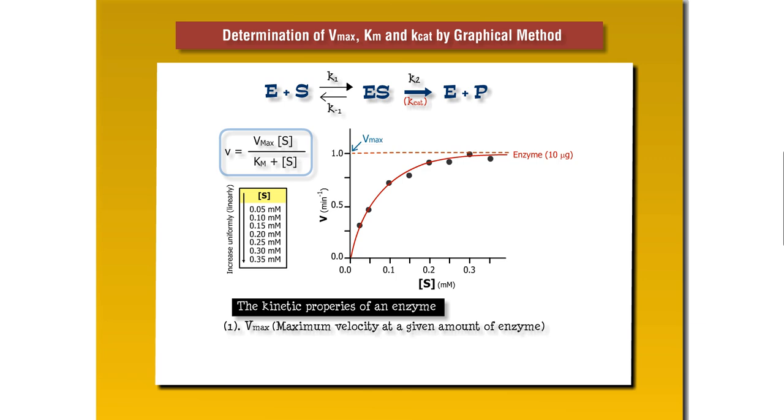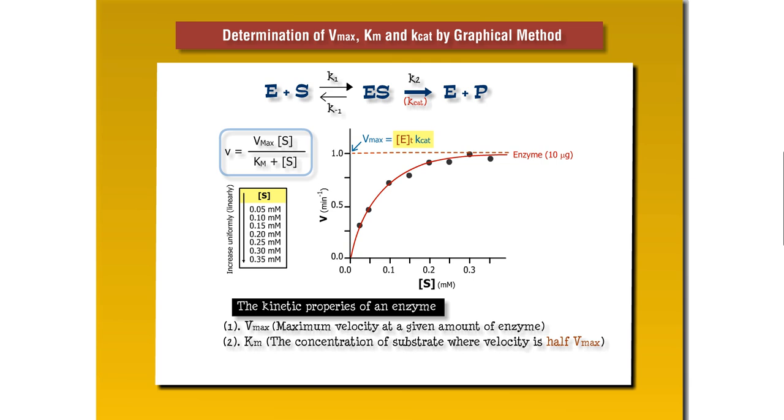Note that Vmax is defined as and is equal to ET multiplied by kcat. The enzyme velocity depends on the total amount of enzyme present in the reaction mixture. Thus, if a decreased amount of enzyme, for example, 5 instead of 10 microgram, is used in another experiment, a lower Vmax value will be obtained in the V versus S plot.